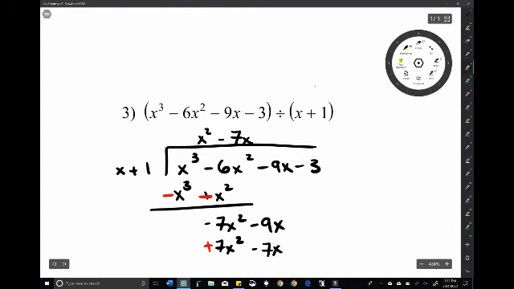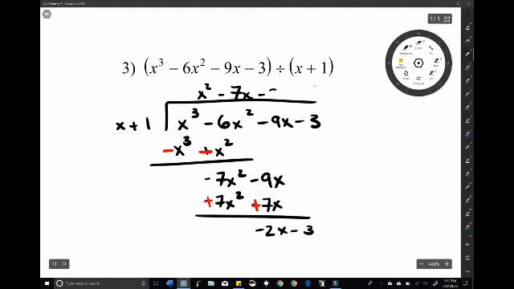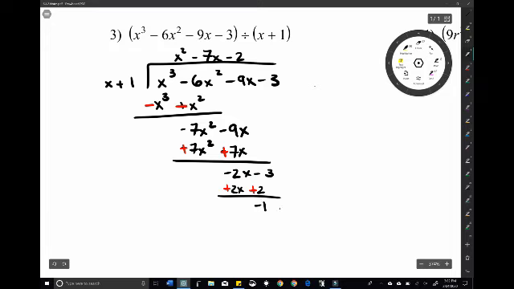Switch them on out. Add on down, negative 2x minus 3. And I believe this will give us our first remainder problem. Negative 2x and minus 2. We're going to switch the signs, plus, plus, and we have our first remainder of negative 1.